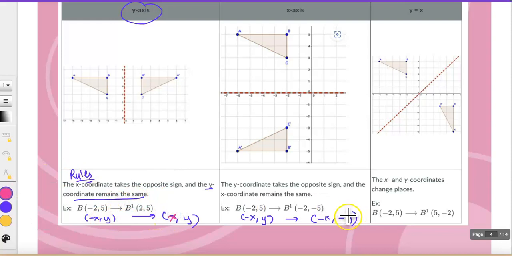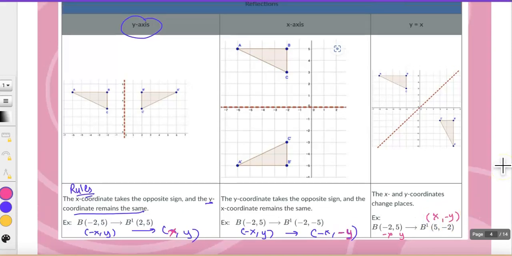X changes. In this case your y changes its sign. And in this case x and y both change their position. So this is your negative x, that's your y. But over here this becomes your x and this becomes your negative y. Alright, and I will give you the rules again when we do some problems related to this concept. Okay?